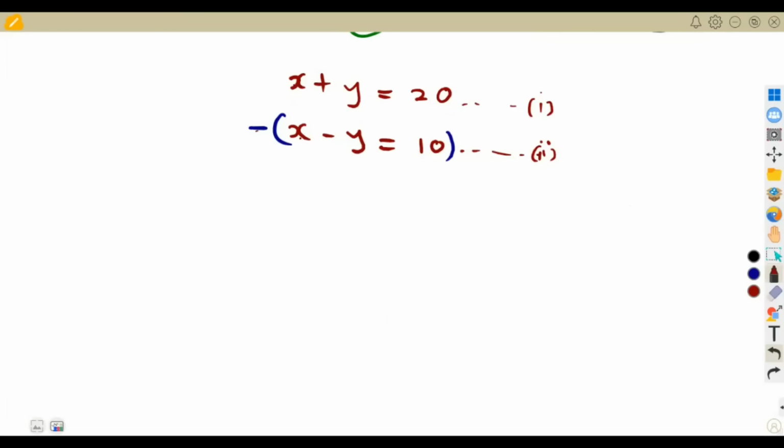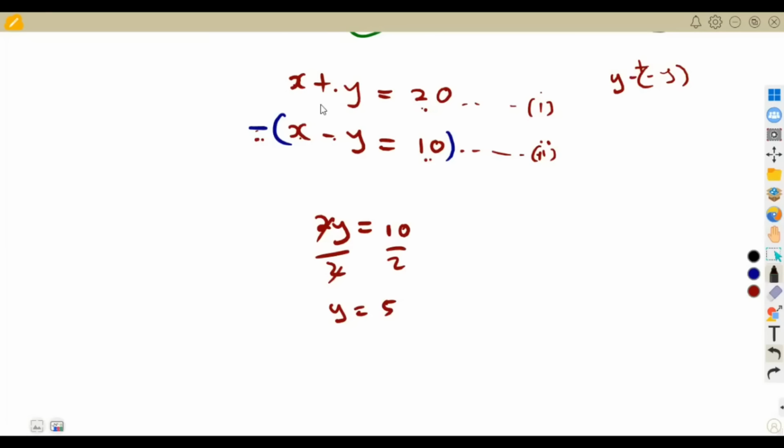Whatever we have done to eliminate this x must be done throughout the equation. So we are going to subtract y minus y like this, which will be a positive y. So that will be 2y is equal to 20 minus 10. If we subtract 20 minus 10, we obtain a positive 10. Then divide by 2 to obtain the value of y, which is 5.